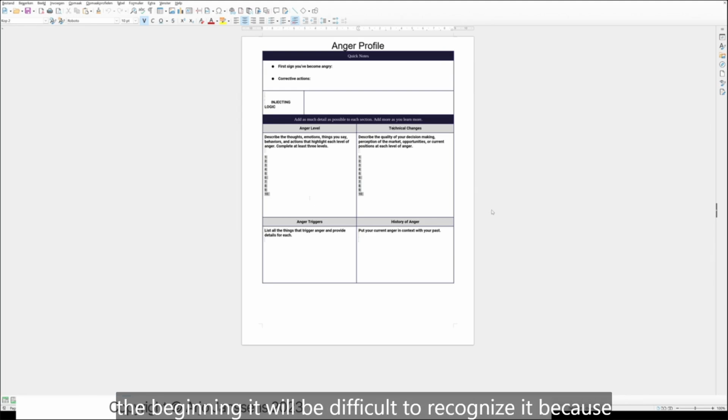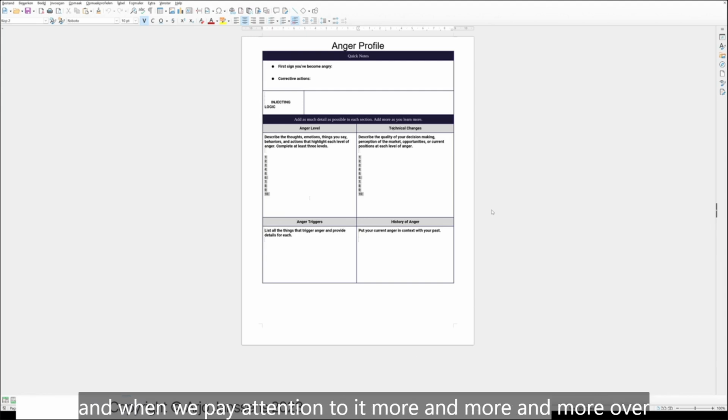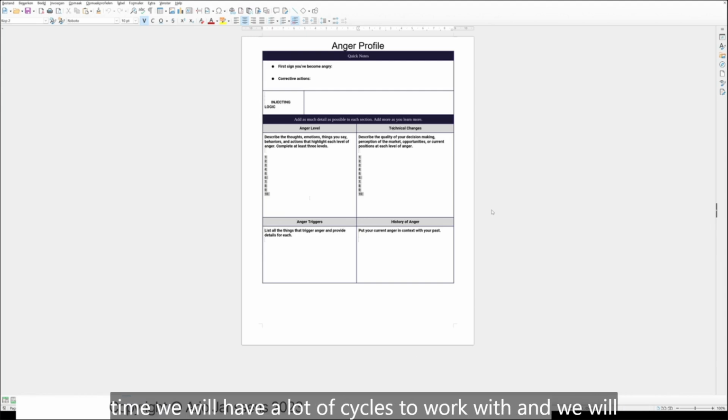In the beginning, it will be difficult to recognize it because we don't have a lot to work with. We were just paying attention to it. And when we pay attention to it more and more and more over time, we will have a lot of cycles to work with and we will recognize it. We will have self-control. So we also have the technical changes. Describe the quality of your decision making, perception of the market, opportunities or current positions at each level of anger.